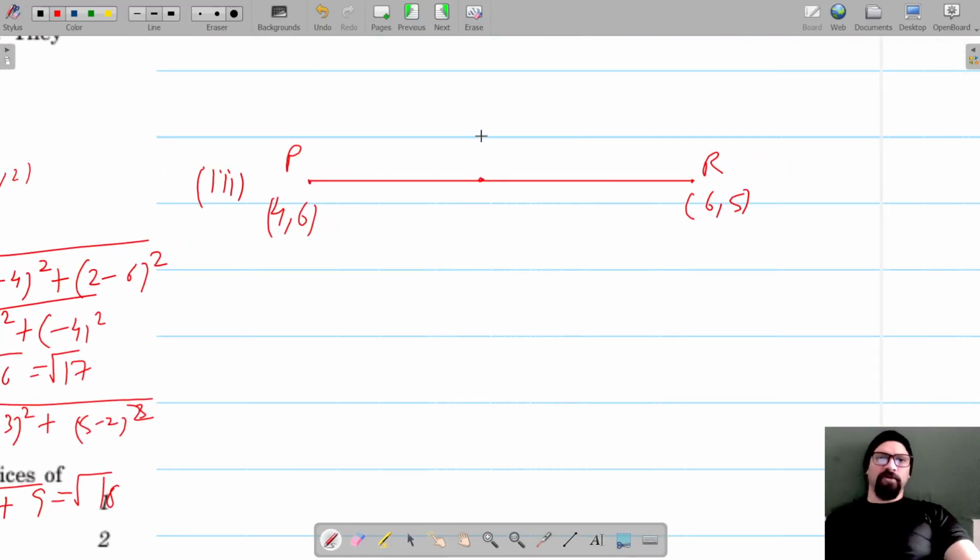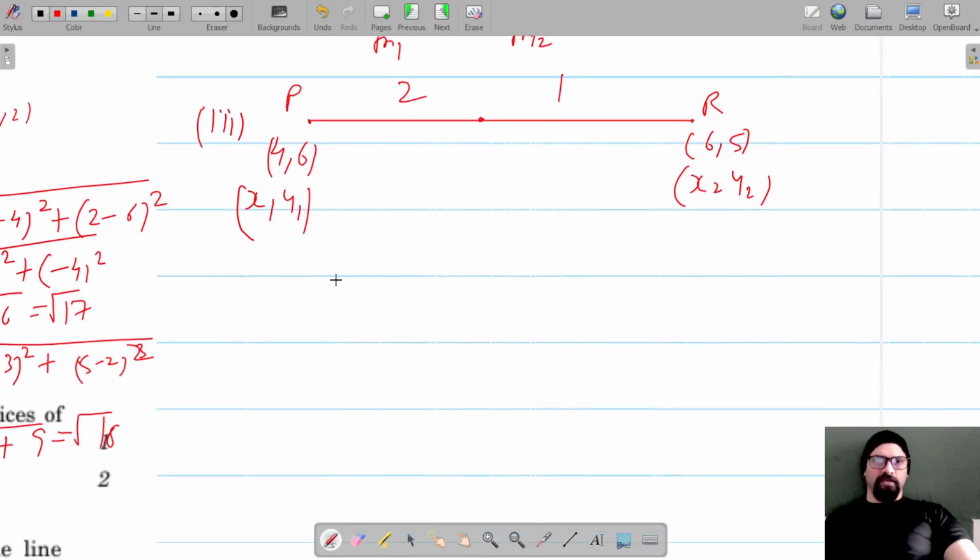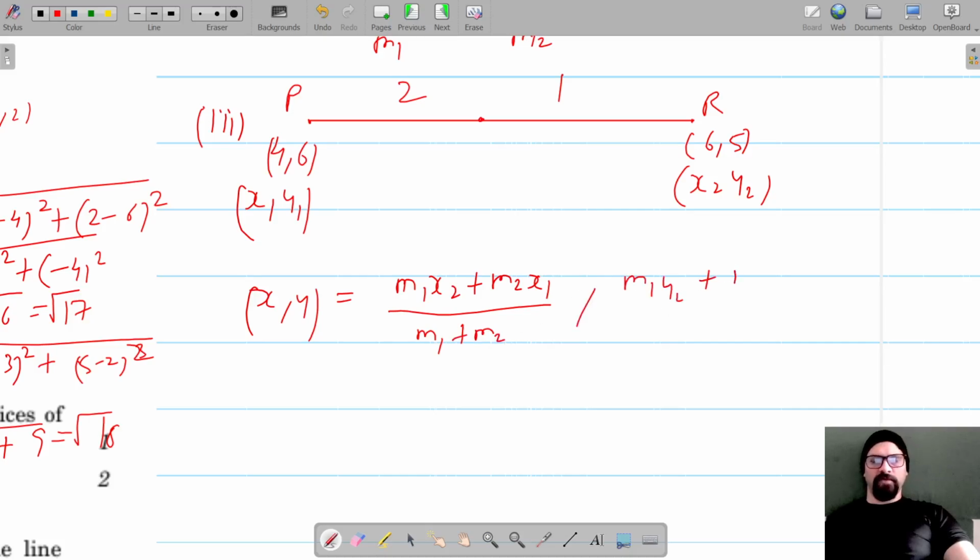So let this be the point which divides this in the ratio 2 is to 1. So this is 2 is to 1, and this is m1, m2, and this is x1, y1, and this is x2, y2. Okay, now using the section formula, the coordinates (x, y) are given by (m1 x2 plus m2 x1) upon (m1 plus m2), and (m1 y2 plus m2 y1) upon (m1 plus m2).